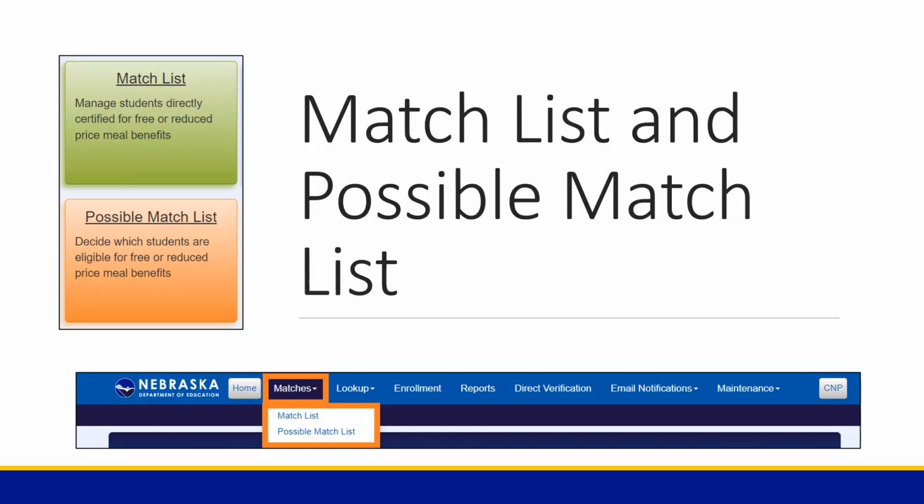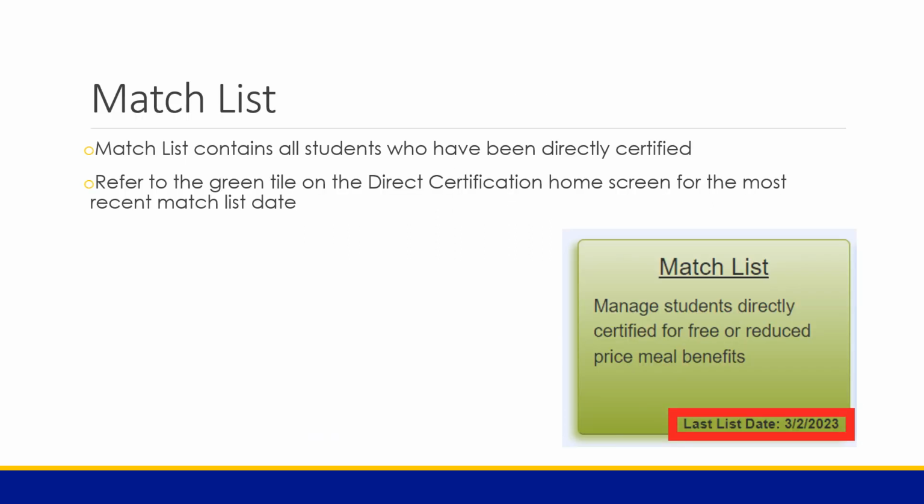Now that student enrollment data has been provided to the system, let's take a look at the match list and possible match list options you might view in order to identify students who should receive meal benefits. The match list contains information for all students who have been directly certified for meal benefits in the current school year. This list is available at the green tile on the direct certification home screen, and the last list date identifies the most recent date for which data was evaluated to generate matches.